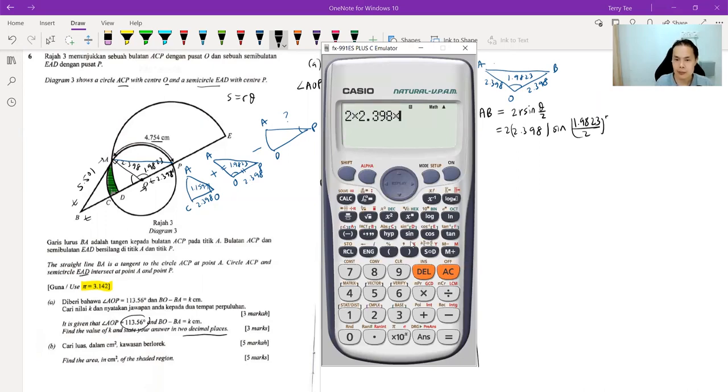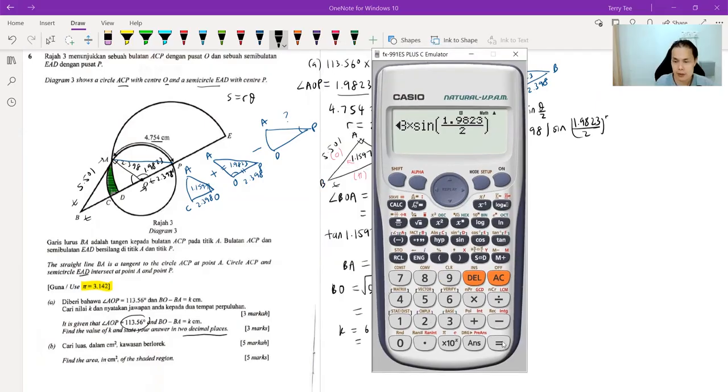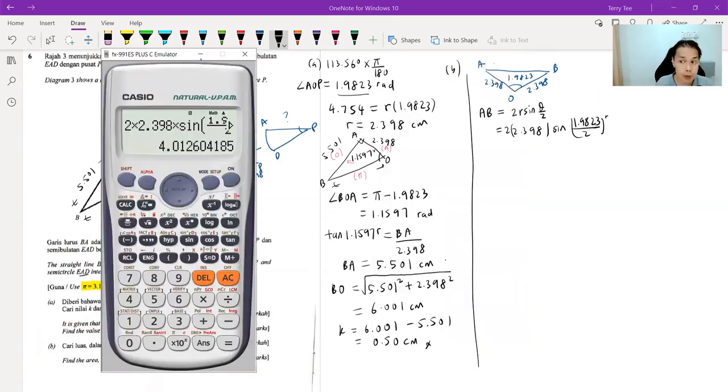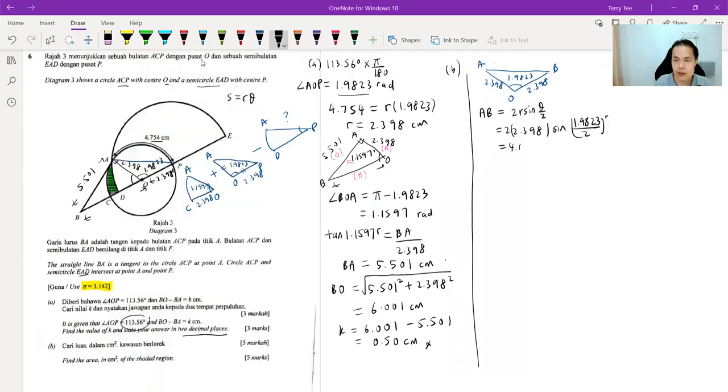2.398, we multiply with sine 1.9823 over 2, right? This is in radian. Now, you can use degree. If you use degree, then you have to use the original value here, 113.56. Okay, so I'm just going to use this directly, 4.013. Sometimes your answer might be a little bit different because when we convert to radian, remember we use 3.142, which is already rounded off, so it may not be super accurate. So this is 4.013. Okay, 4.013 here. Now this is important so that I can find the area of this sector.